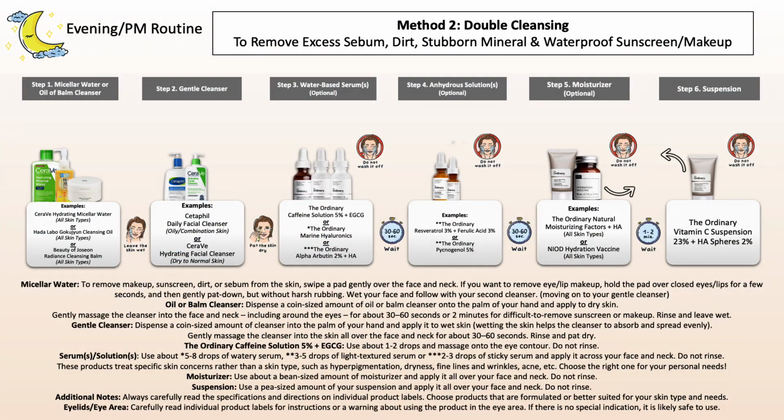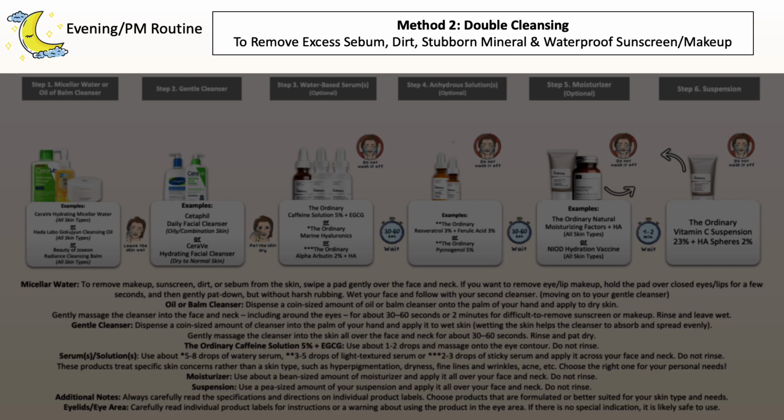Now, if you say, well, I have stubborn sunscreen and/or makeup on, like for example the Ordinary sunscreen, that one is a physical sunscreen, and you usually cannot get it off with your regular cleanser, I highly recommend changing your cleansing method and doing a double cleanse.